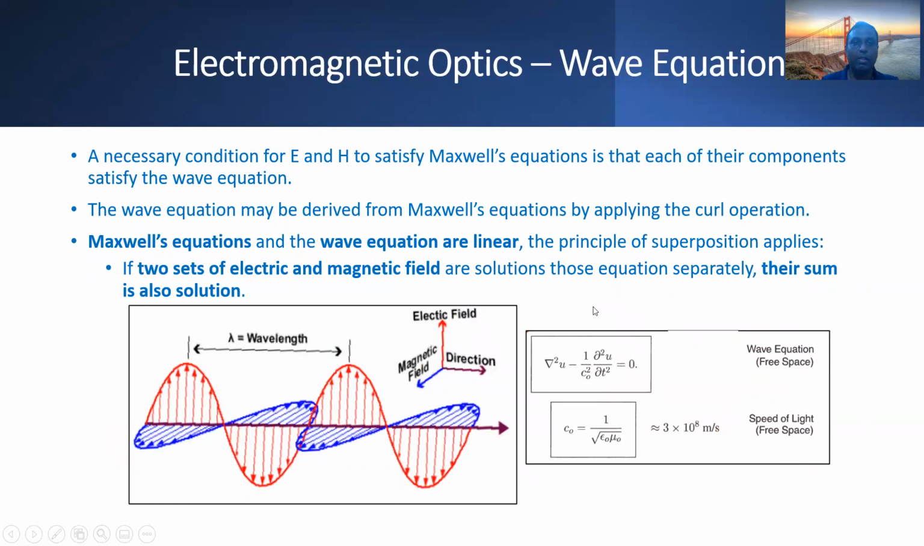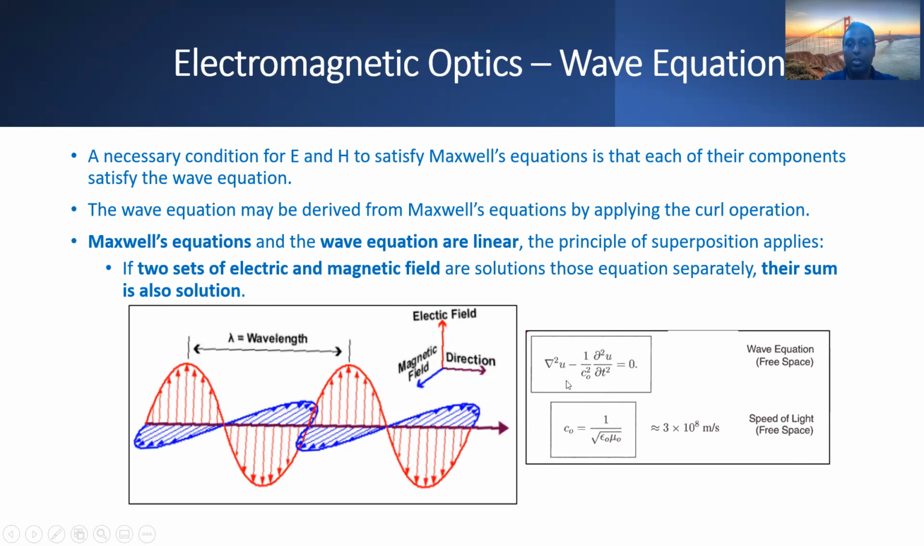Next one is the wave equation. A necessary condition for the electric and magnetic fields to satisfy the Maxwell equations is that each of their components needs to satisfy the wave equation. The wave equation may be derived from the Maxwell equations by applying the curl operation. The Maxwell equations and the wave equation are linear. The principle of superposition applies: if two sets of electric and magnetic fields are solutions to those equations separately, their sum is also a solution.